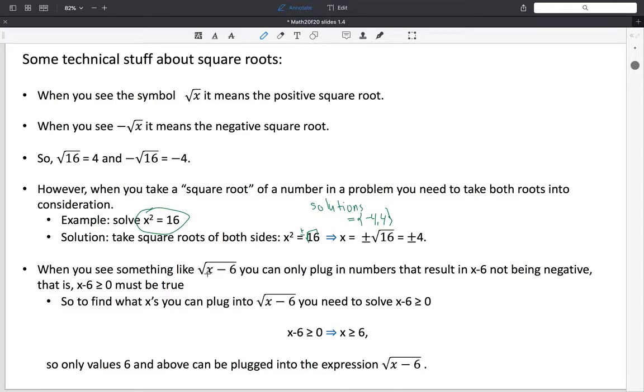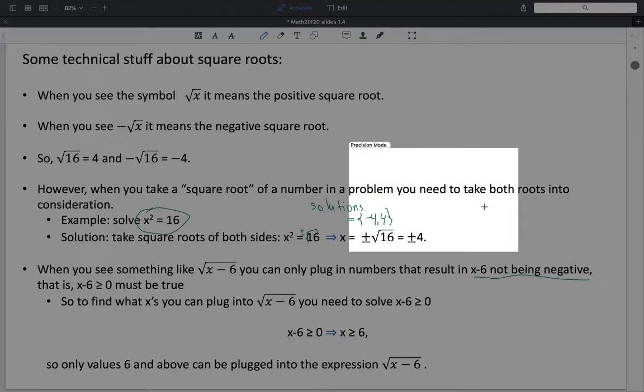So when you see something like the square root of x minus 6, also keep in mind you can only plug in numbers where x minus 6 is not negative. So remember, we can't take a square root of a negative number.